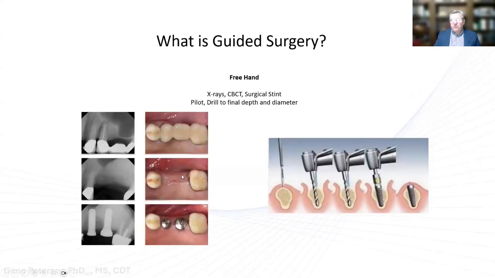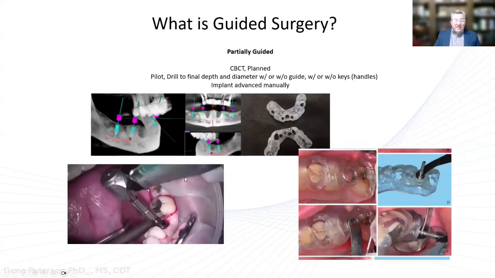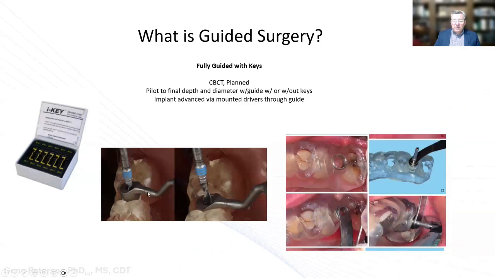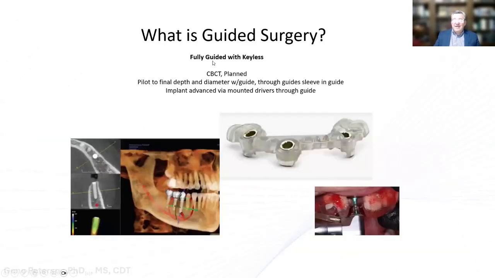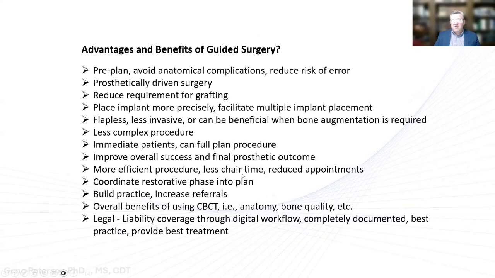All right, so freehand is going straight into creating your osteotomy with final depth to diameter. You've got partially guided, which involves a guide or a stent. You're using a CBCT. You're using guides, sleeves, multiple sleeves. Here are the spoons I was telling you about. You've got different diameter guide sleeves, and then you have fully guided or fully keyless guided surgery, which is one sleeve, one drill, and I'm going to show you an example of that here in a second. So what are the advantages of guided surgery?